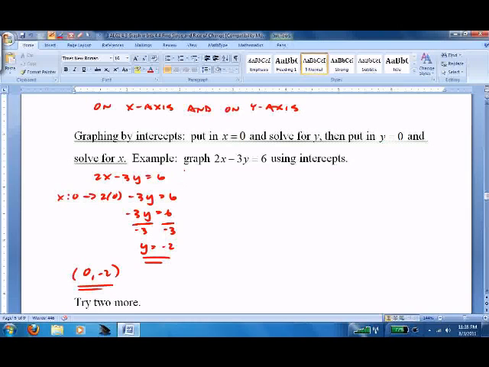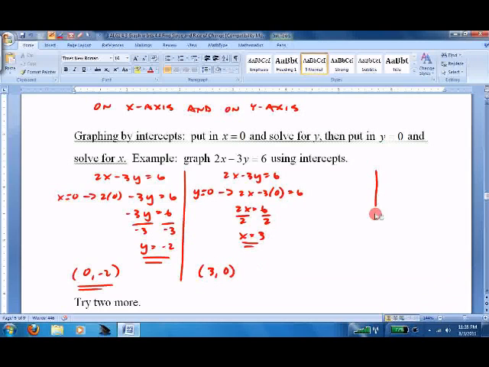Gets confusing otherwise. Other half of the equation, 2x minus 3y equals 6, and now we do y equals 0. Excuse me, should be equals. And we get 2 times x minus 3 times 0 equals 6. 2x equals 6. Divide by 2. X equals 3. Write the point out.